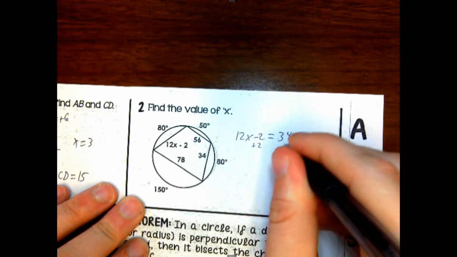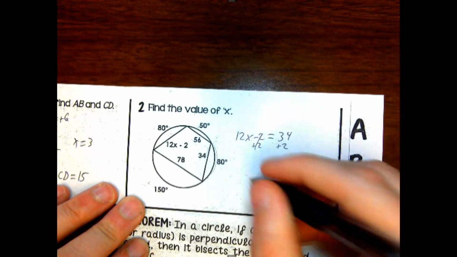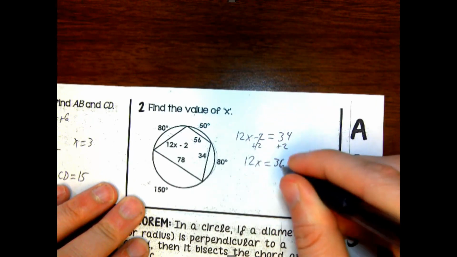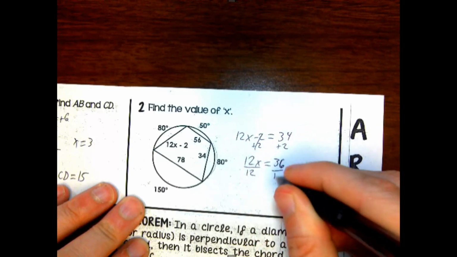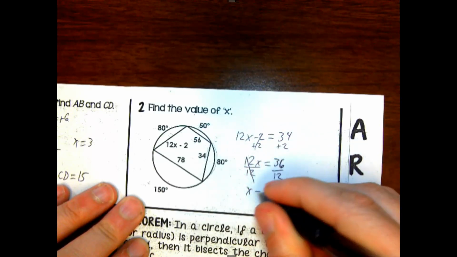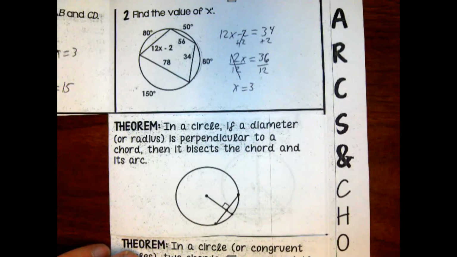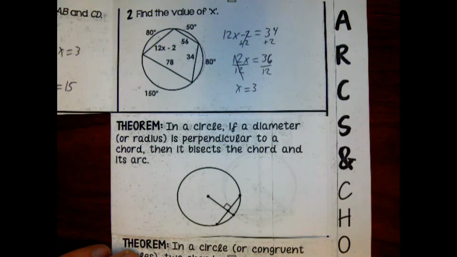You can add 2 to both sides here. 12x equals 36. Divide both sides by 12. X equals 3.